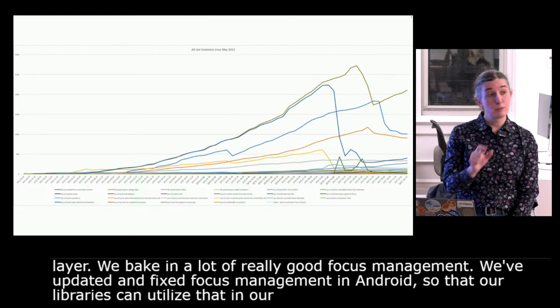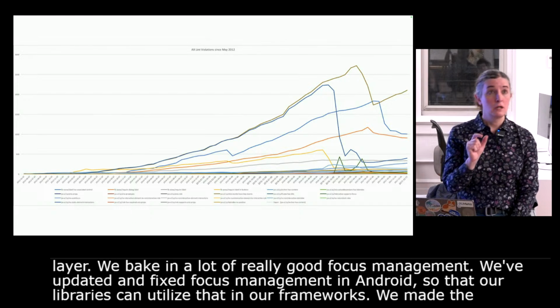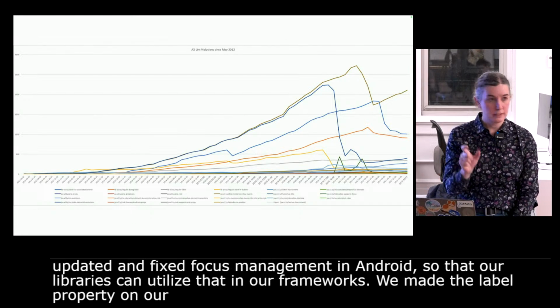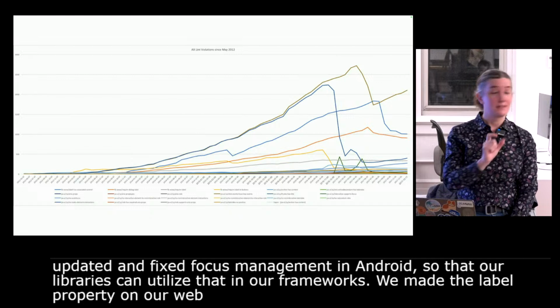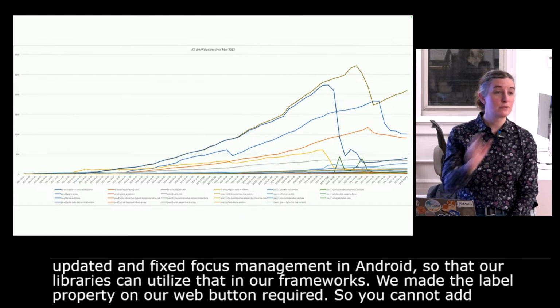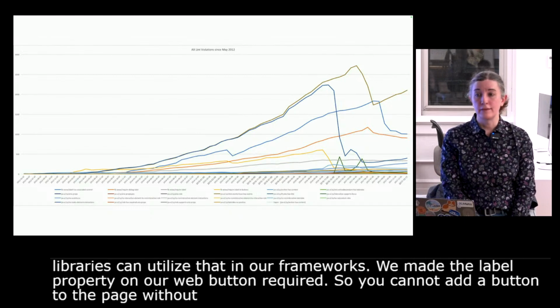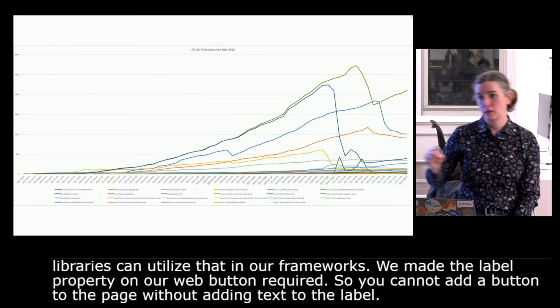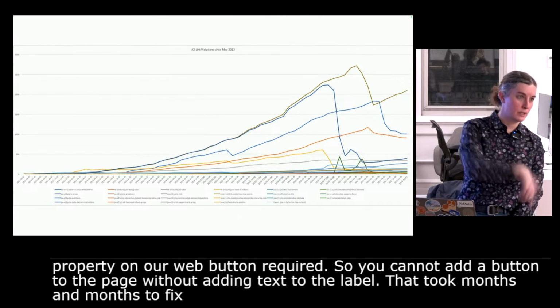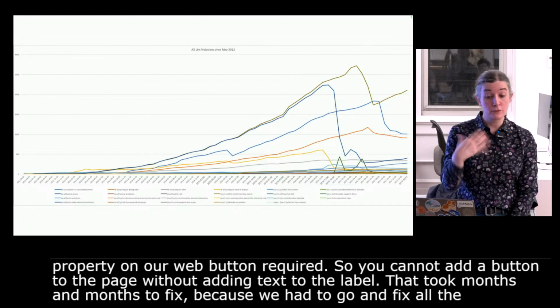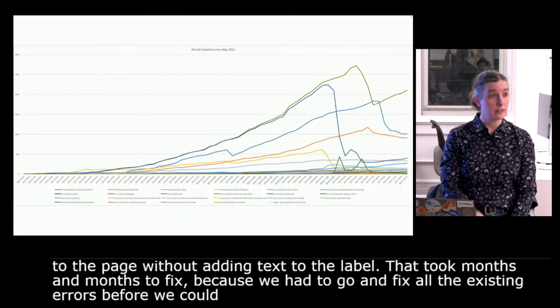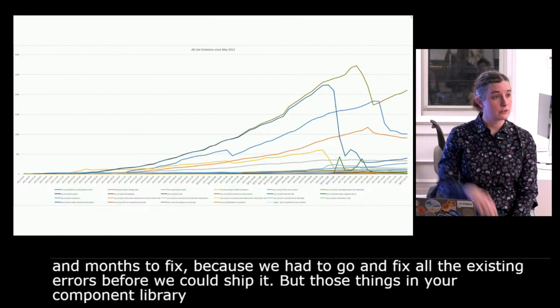We made the label property on our web button required, so you cannot add a button to the page without adding text for the label. That took months and months to fix because we had to go and fix all the existing errors before we could ship it. But those things in your component library can be another layer to eliminate all sorts of issues.